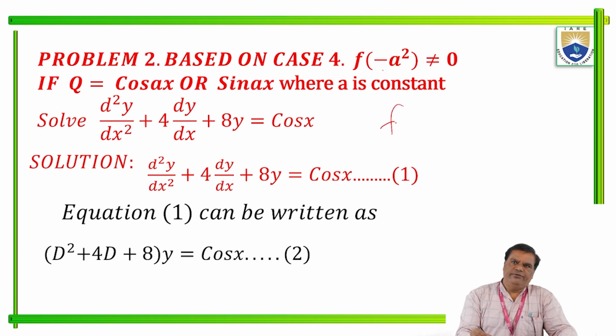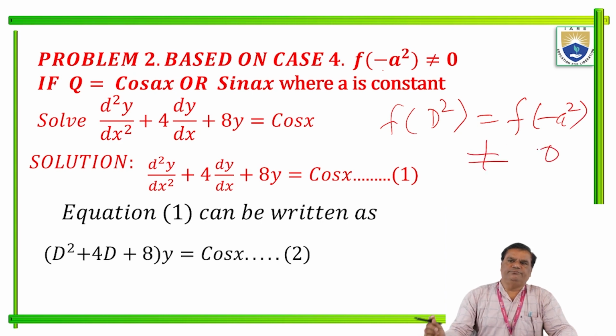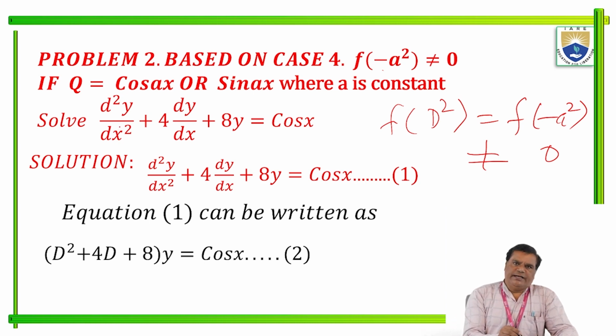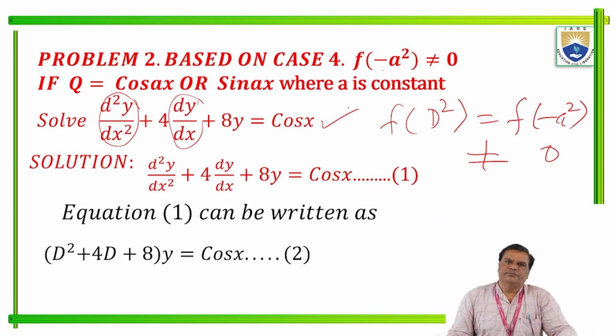Here f of d square, putting d square minus a square, this is never 0. Then we apply this case. So here the given question is d2y over dx2 plus 4 dy/dx plus 8y equal to cos x.